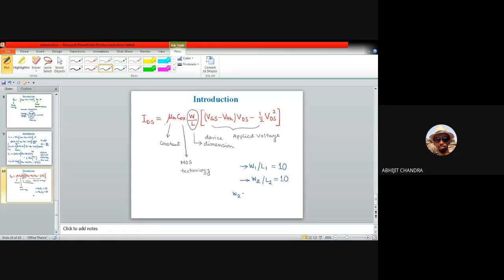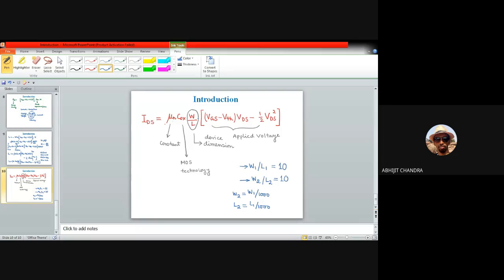But say W2 is W1 by 1000, so 1000 times less. And if we can reduce L2 accordingly, that L2 is given by L1 by 1000, both the width and the length of the channel are reduced by 1000 times. But if we reduce them in a proportionate way, so that this W by L ratio remains constant, then even for an ancient technology where W by L is equal to 10, and today also W by L is equal to 10, remember that each of W and L has been reduced by 1000 times. But if you look at this equation for the drain current, as long as we maintain a fixed value of mu and Cox and the other parameters, the current will be the same. There is no change in the current.